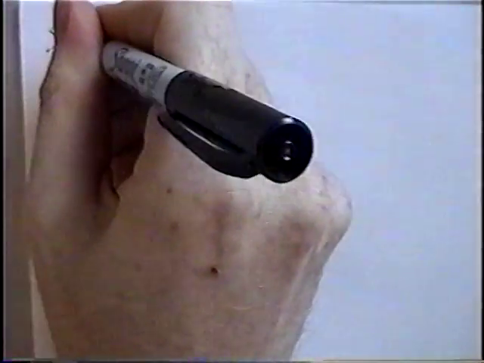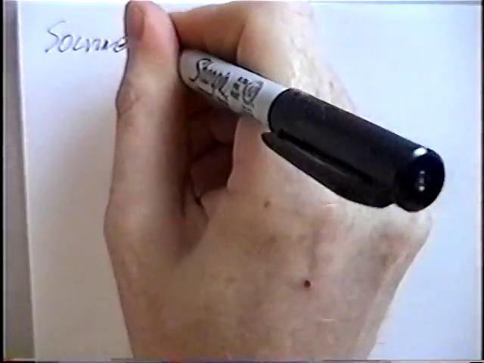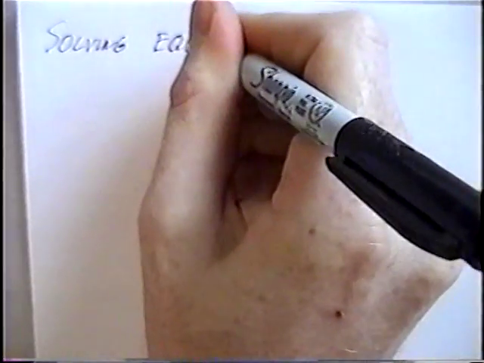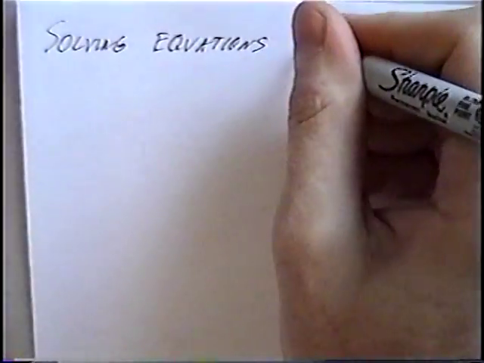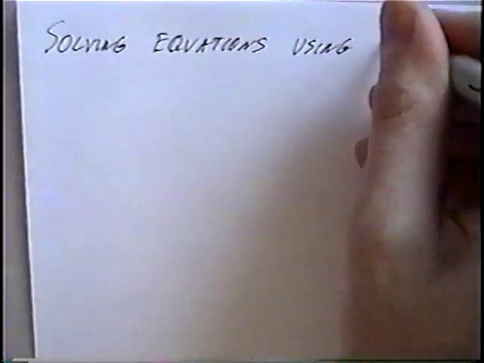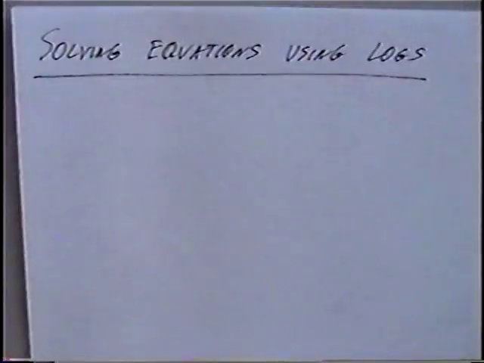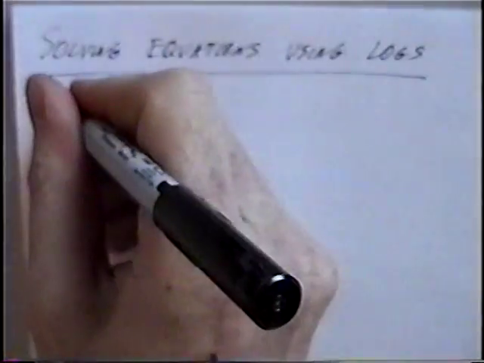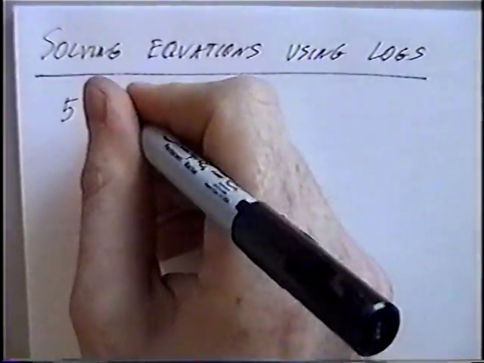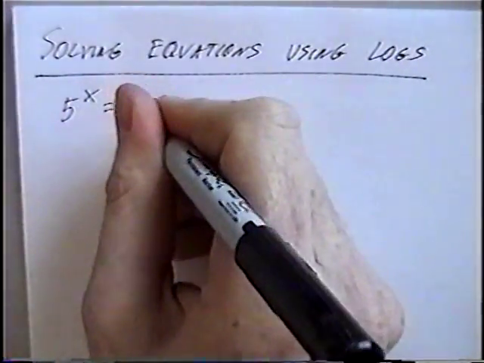Next title of notes is solving equations using logs. First equation will be 5 to the x power equals 52.